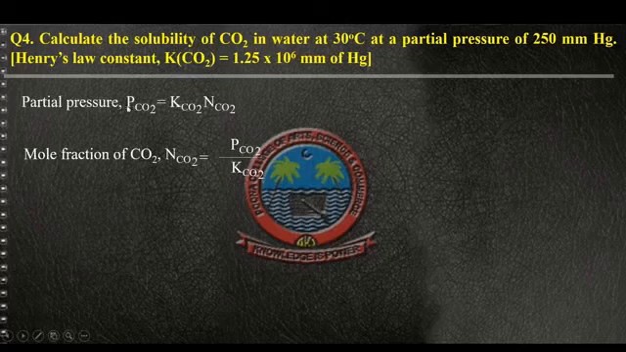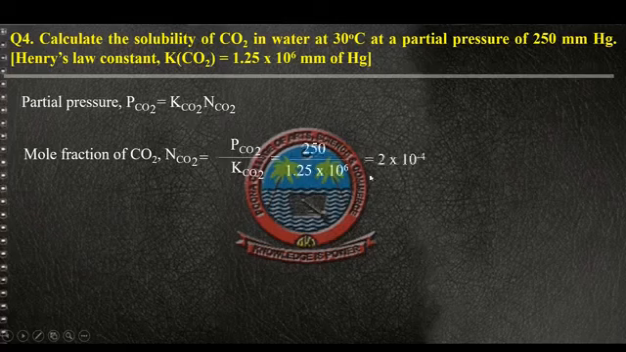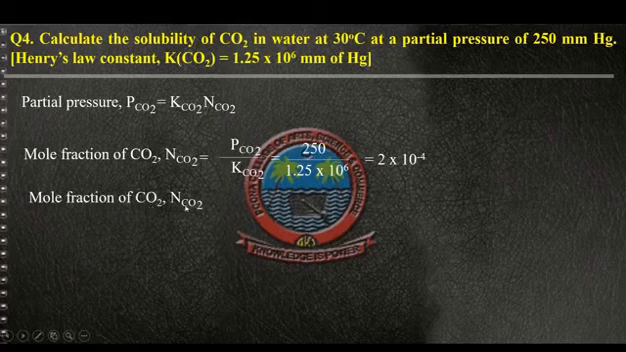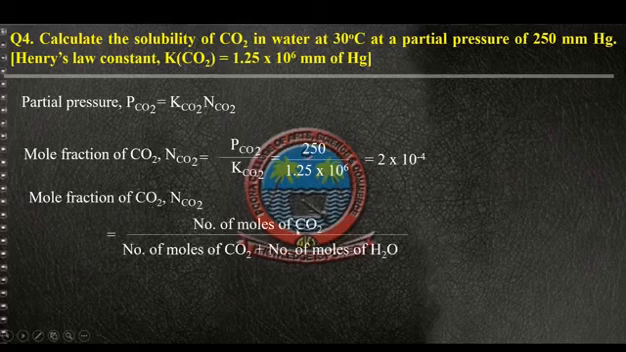We know that partial pressure is equal to Henry's law constant multiplied by mole fraction. So mole fraction can be given by partial pressure divided by Henry's constant, जो कि हमको दिया है. So this comes out to be the mole fraction of CO2 is this much. Now I have water and CO2. So the mole fraction of CO2 is given by the number of moles of CO2 divided by the number of moles of CO2 plus the number of moles of water.